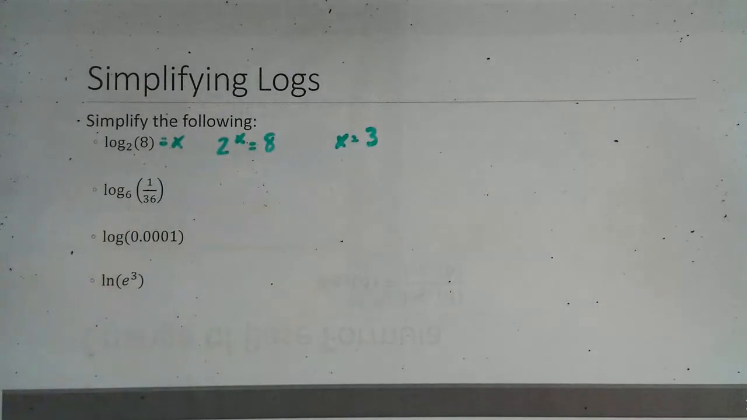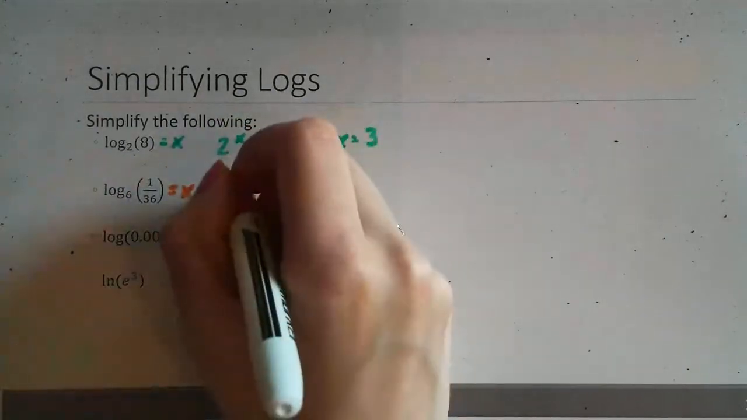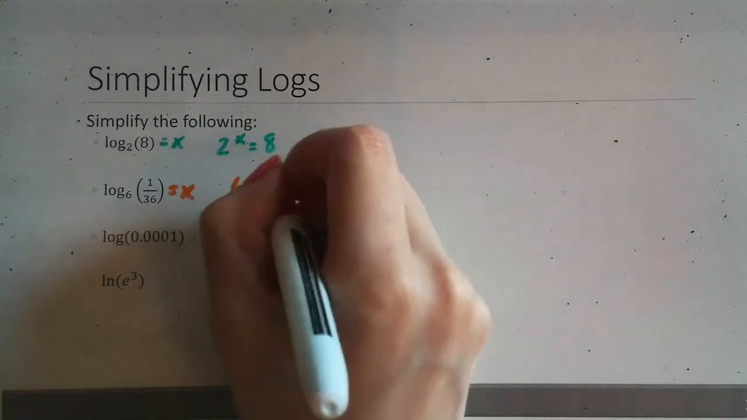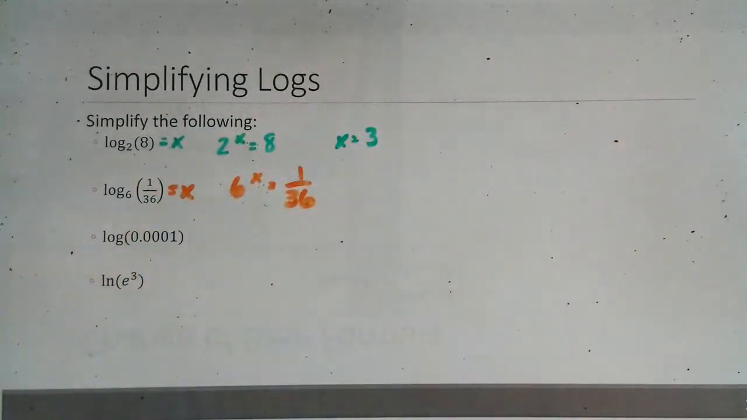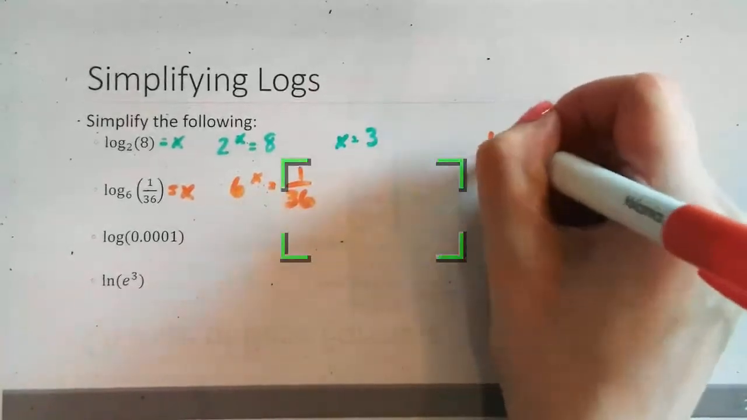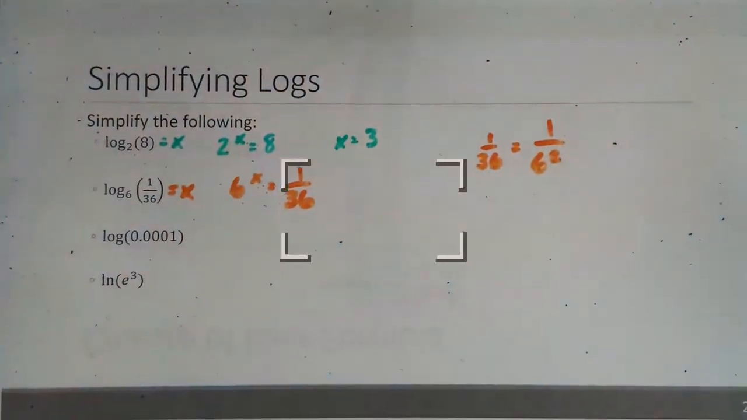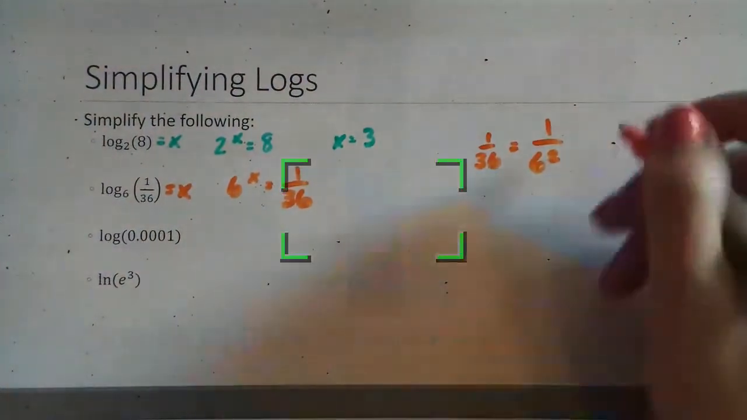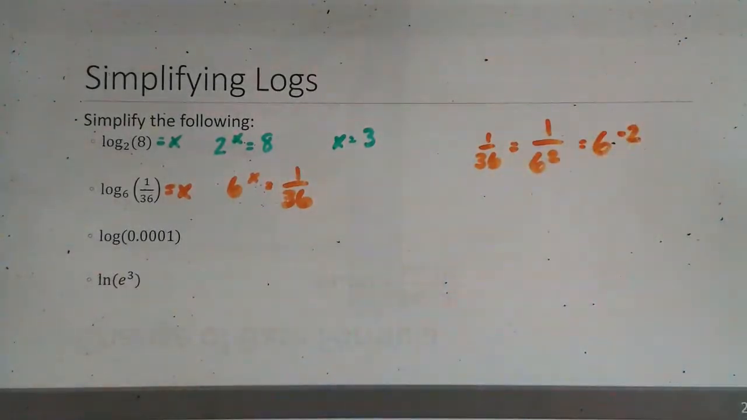Next up, we're looking at log base 6 of 1/36. Since I don't know what it is yet, I'll call it x. So that'll be 6 to the x power is equal to 1 over 36. And this one might not come quite so easily to you. What I do know is 1/36 I can rewrite as 1 over 6 squared, because 6 squared is 36. But 1 over 6 squared is the same as 6 to the -2 power.